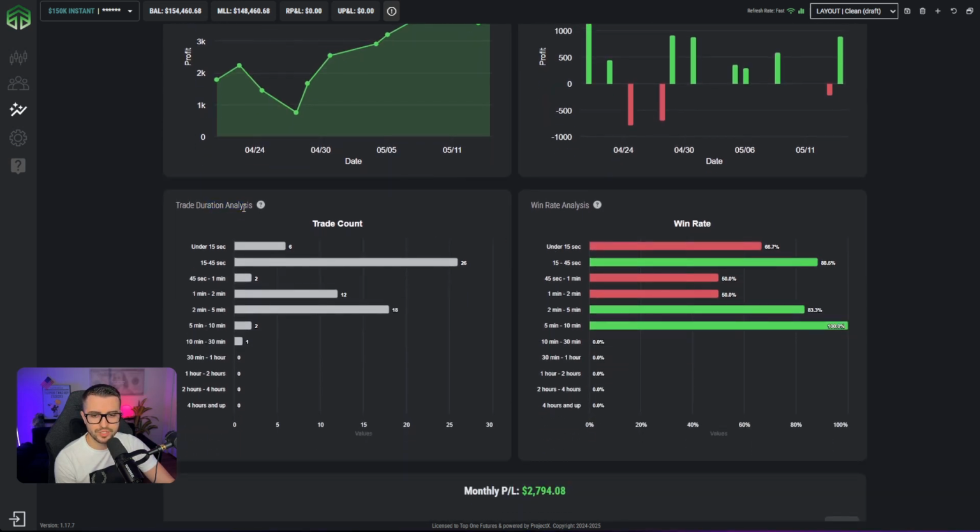We have the trade duration analysis, right? So how many of your trades are lasting under 15 seconds, 15 to 45 seconds, 45 seconds to a minute, and so on. And it also gets translated into a win rate analysis, right? So during these times, how many of your trades are you actually winning? 66%, 88%, and so on. These numbers here look fine. What I would be looking for is a time frame where you're winning 20%, 30% of the time, right? You want to look at that, why it's happening, because obviously it's not really going to be sustainable in the long run most of the time.